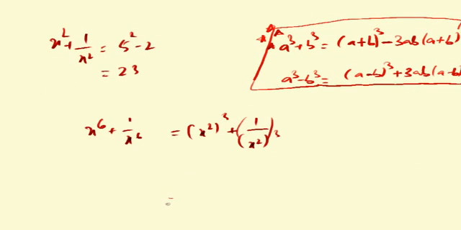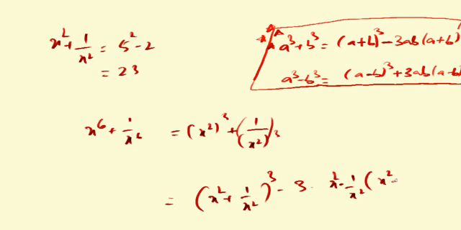So this problem will convert like this: (x square plus 1 by x square) whole cube minus 3 into x square into 1 by x square into (x square plus 1 by x square). So try to write the answer. Try to find out the answer.